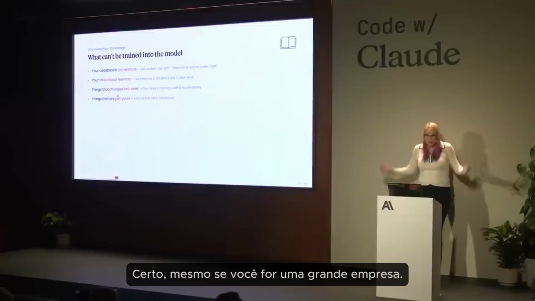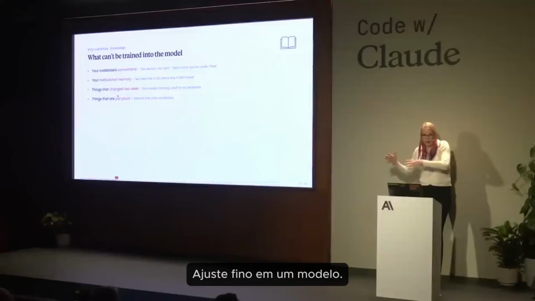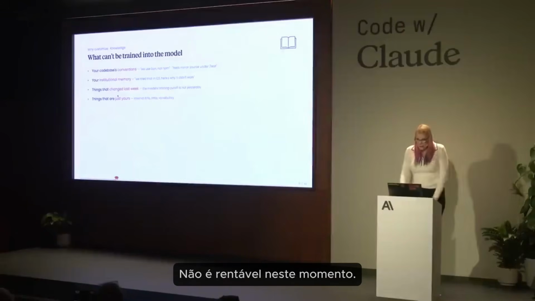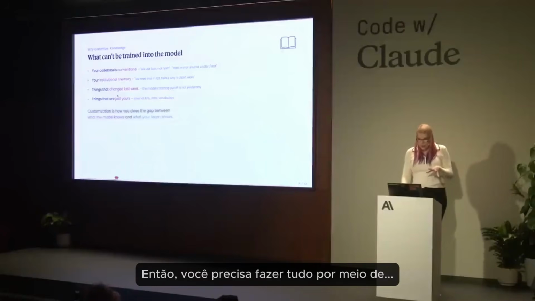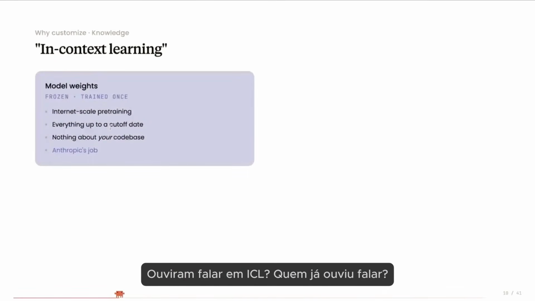Even if you're a very big company, fine-tuning on a frontier model just isn't cost efficient at this point in time. So you need to do this all via in-context memory, or in-context learning, sorry. You'll hear the term ICL. Who's heard the term ICL before?